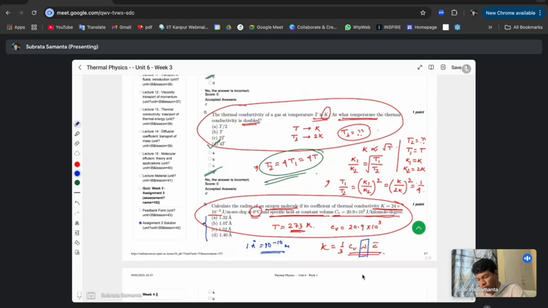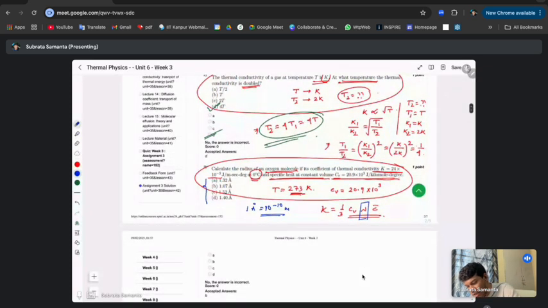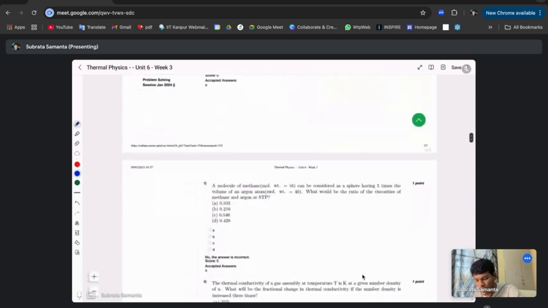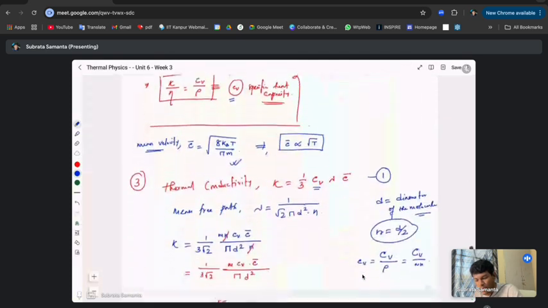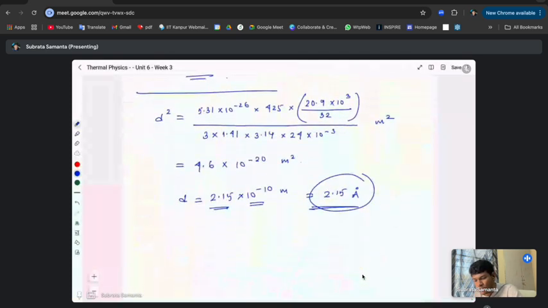Right. So basically we have to calculate the radius, not the diameter. But I calculated the diameter. So that means I have to divide it by 2, right? I calculated the diameter d equals 2.15 angstrom, but in the question they asked to calculate the radius. So what is the radius?